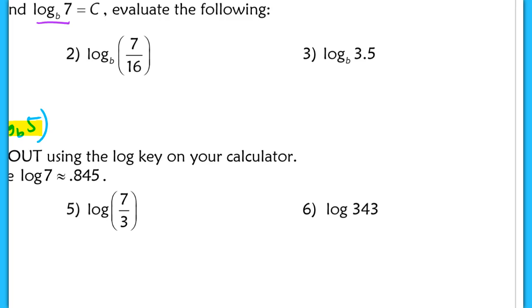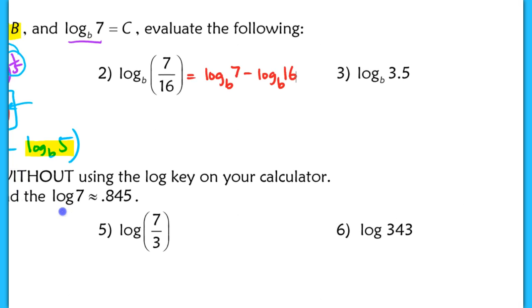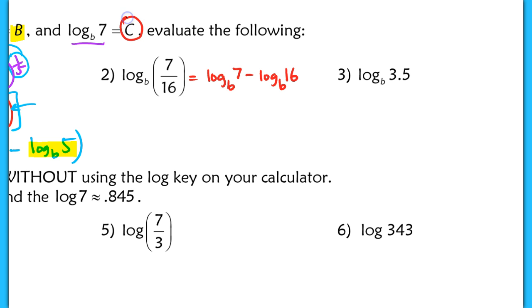Now right away I recognize this as a quotient, so I want to separate this in two separate logs. Write it as the difference of the log base b of 7 minus the log base b of 16. Now already I recognize that I already have a value for log base b of 7 that's going to equal c, so I actually don't have to simplify this any further. I'm going to leave it like it is.